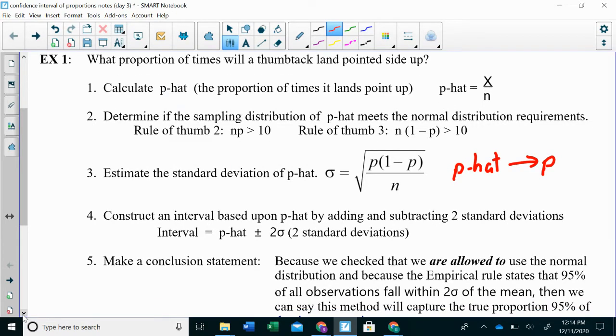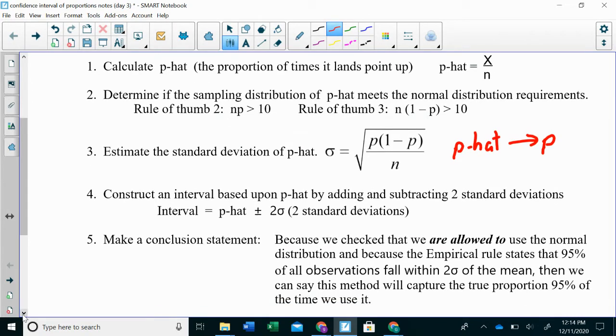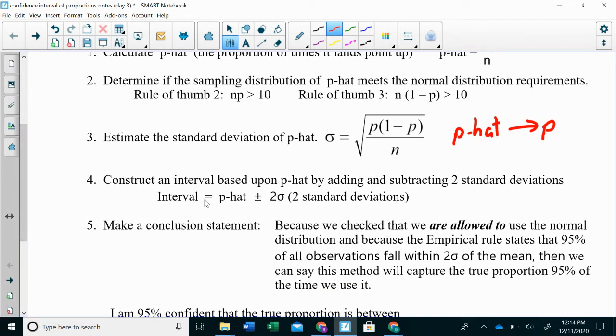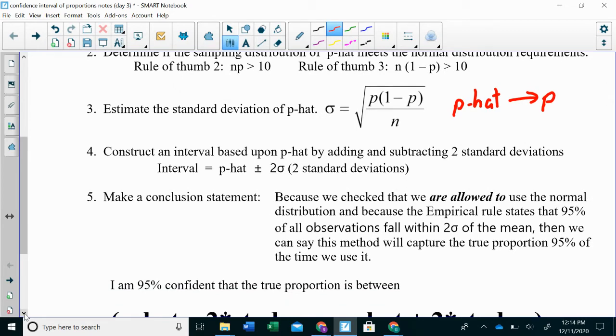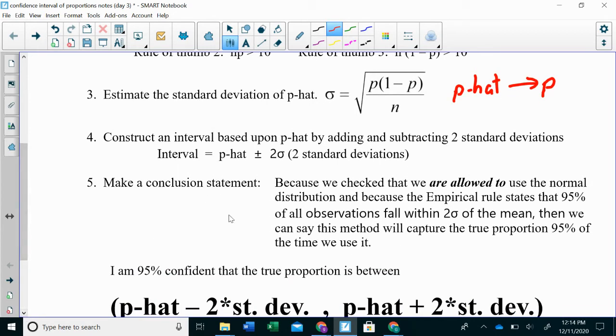Step number 4, construct an interval based upon p-hat by adding and subtracting 2 standard deviations. So our interval will be p-hat plus or minus 2 standard deviations. If we can calculate what p-hat is and what our standard deviation is, then the interval that we create will be plus or minus 2 of those standard deviations. And then number 5 is how we can make our conclusion statement. This is the inference that we want to draw.